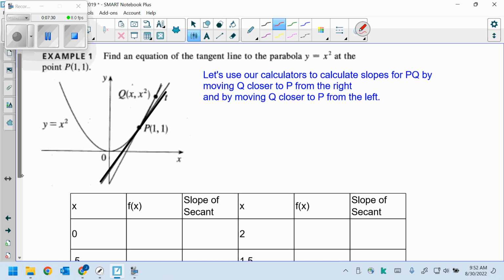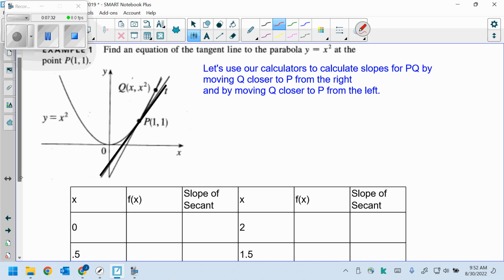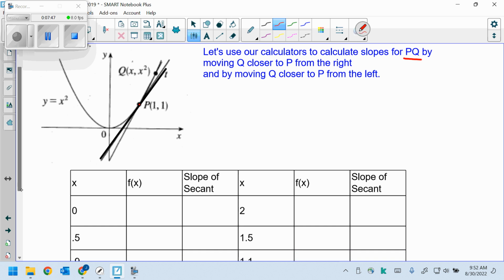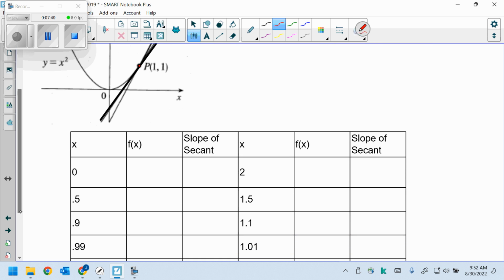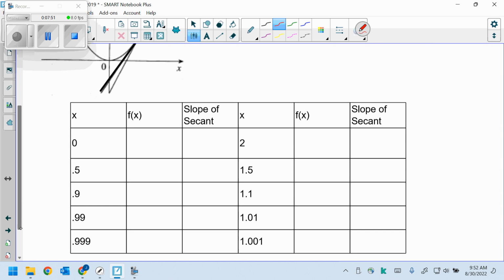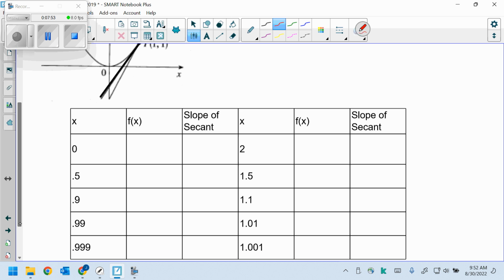And in order to do that, it says let's use calculators. Let's find the slope of point PQ. Now P is the point 1, 1. Q is going to be some other point. And so I'm going to give you those x values. You find the y values. And so if we know that y is equal to x squared, and these are our x values right here.